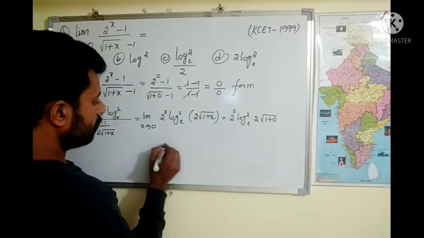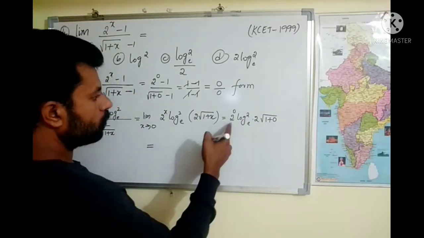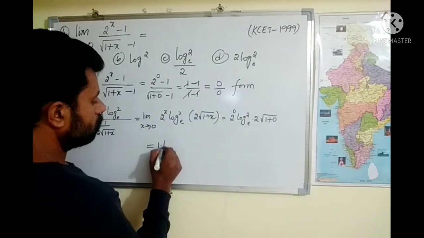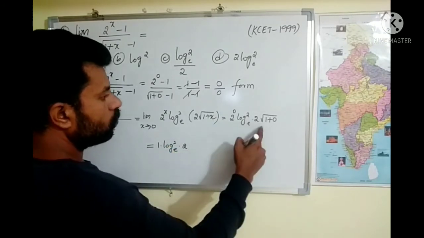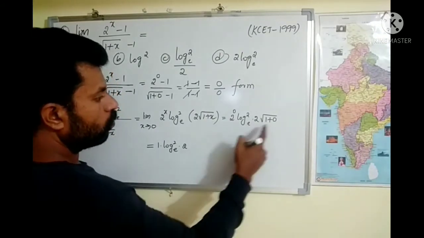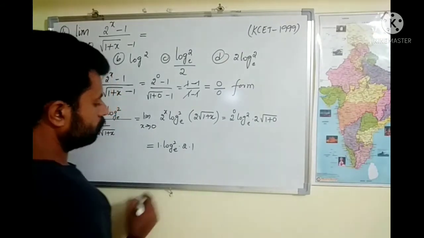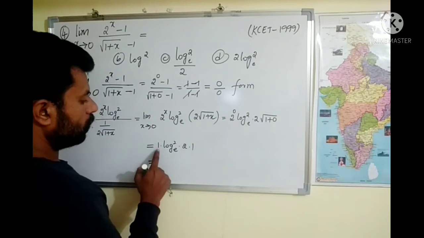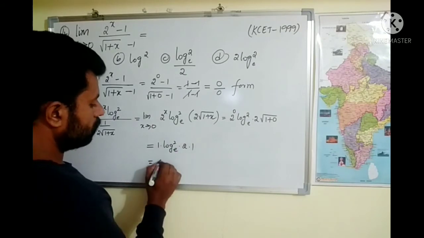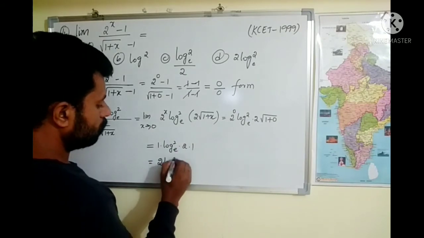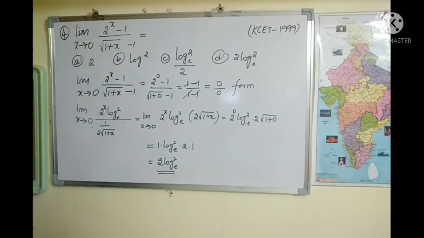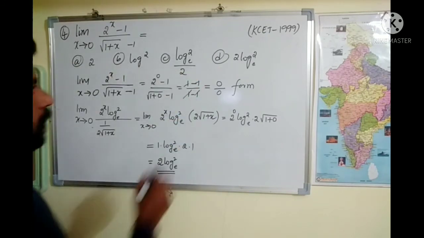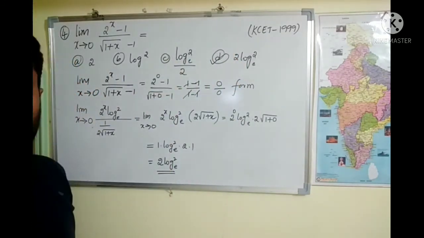Now simplify the result. It equals 2 to the power 0 is 1 into log 2 base e into 2 root of 1 plus 0 is 1, root of 1 is 1. It equals 1 into log 2 into 2 into 1, which is 2 log 2, base is understood. This is the required solution for this result. Here we have option D as the correct option.